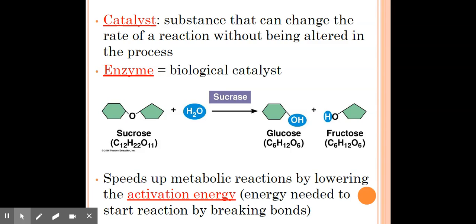And notice how it is above the chemical reaction arrow. This is a very common thing that is shown in biological chemical reactions, that they'll put the catalyst or the enzyme above the chemical reaction arrow. In the products, we are now splitting apart the sucrose into both glucose and fructose. So we took that disaccharide and made it into two monosaccharides.